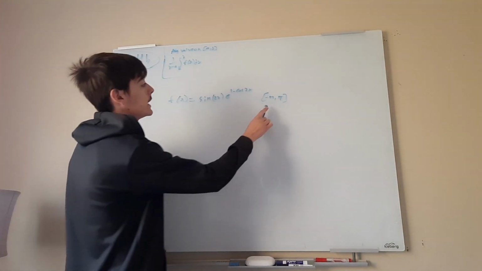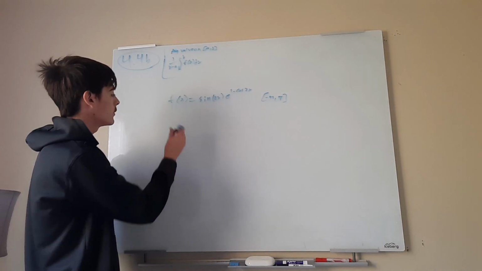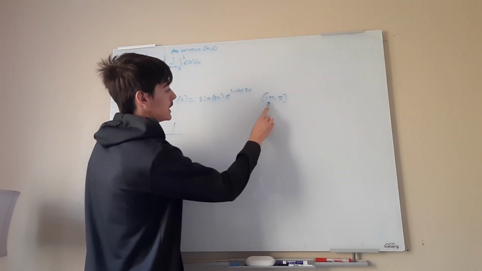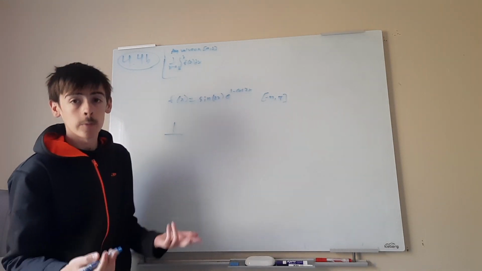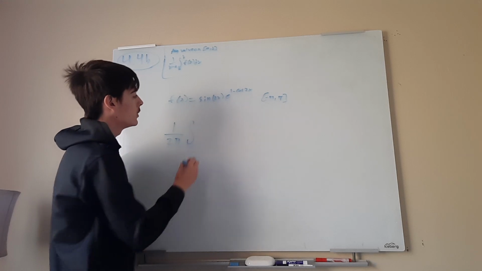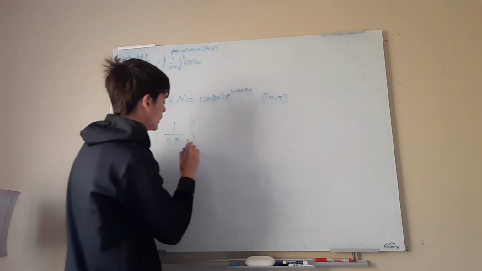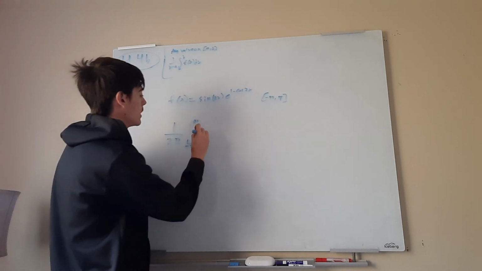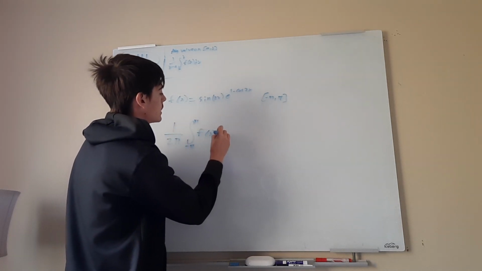And our integral is from -pi to pi. So starting off with our formula, our 1 over b minus a will be 1 over pi minus a negative pi, which is essentially saying 1 over pi plus pi, so we'll get 1 over 2 pi. Then our integral will be from a to b, so from -pi to pi. And on the inside, we could just write f of x dx.